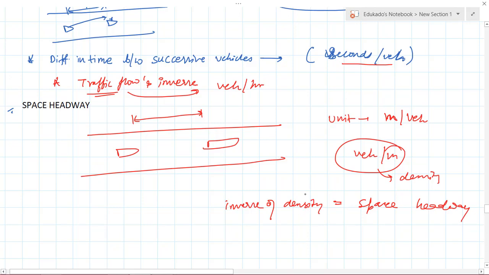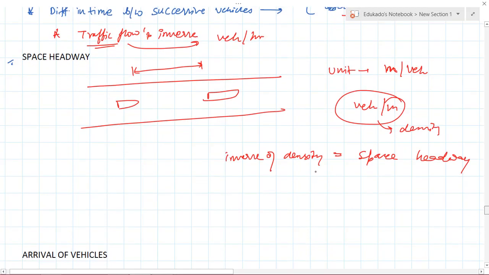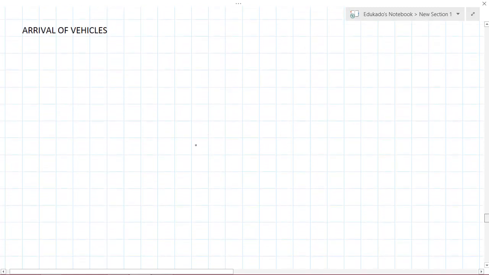Fine. So this was about it. Now let's jump to another topic, that is the arrival of vehicles. I want to predict what the arrival of the vehicles coming will be. For example, I have a question: find the probability that you will observe 0 vehicles in 8 seconds on any road. You need to find the probability of this thing happening.